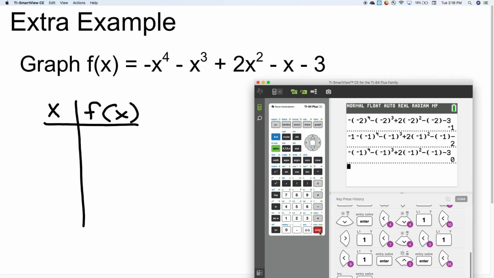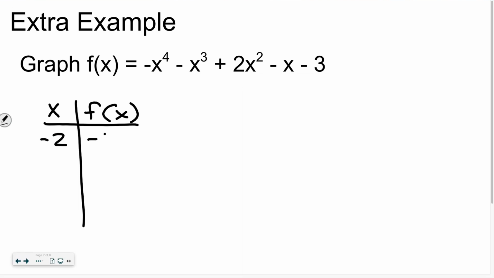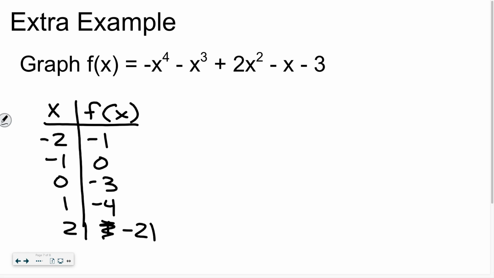Okay. So what do we have? -2, -1. -1, 0. 0, -3. Has anybody done 1 and 2 yet? -4 and -21. Anybody disagree with that? Okay, so we agree.